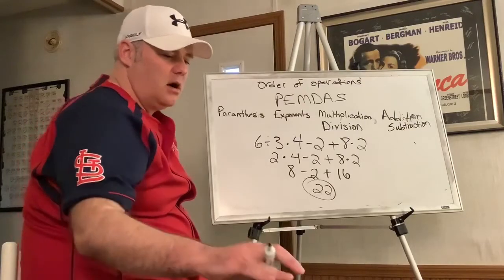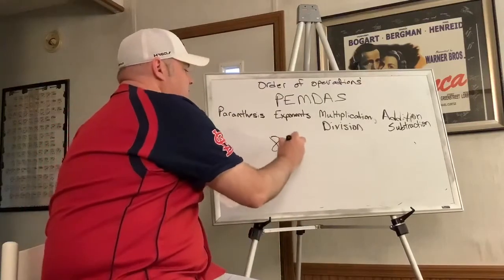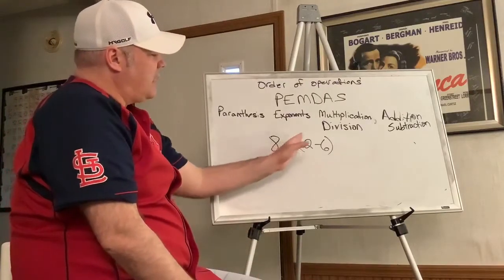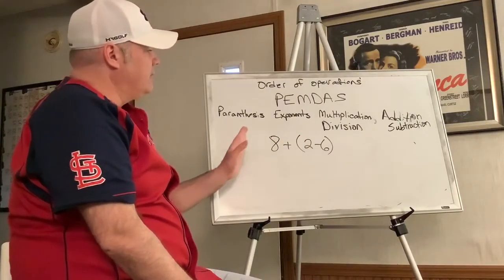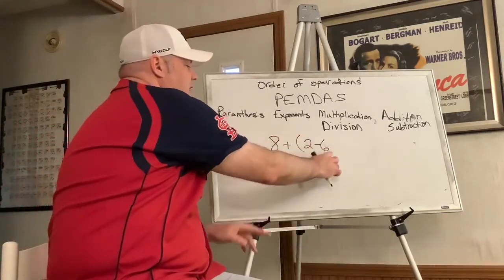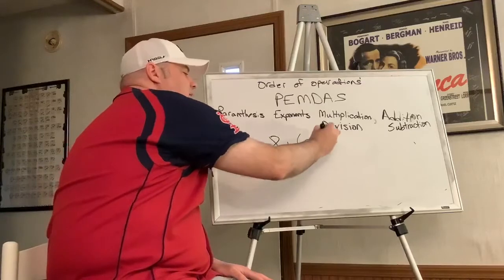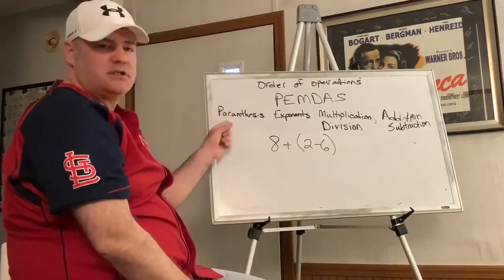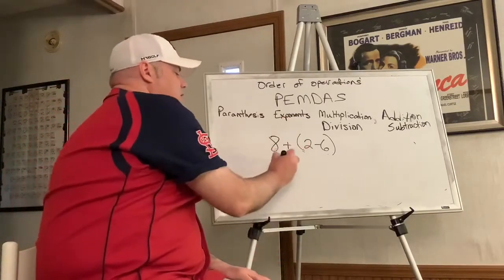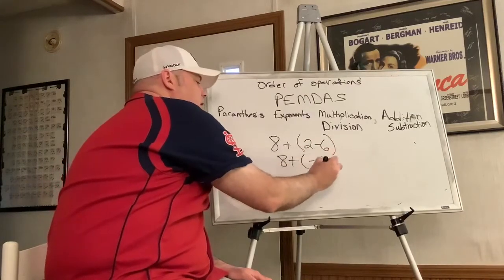Okay? All right, let me put a parentheses in here and show you what that looks like. So this is an example of that. 8 plus, and then we've got in parentheses 2 minus 6. Now, if that parentheses was not there, we would just go left to right. Because if that parentheses was not there, addition and subtraction is a tie, I would go 8 plus 2 is 10, minus 6 is 4. But the parentheses is there. That means we have to start with that. So in this case, the subtraction is going to be first. 2 minus 6 is negative 4.